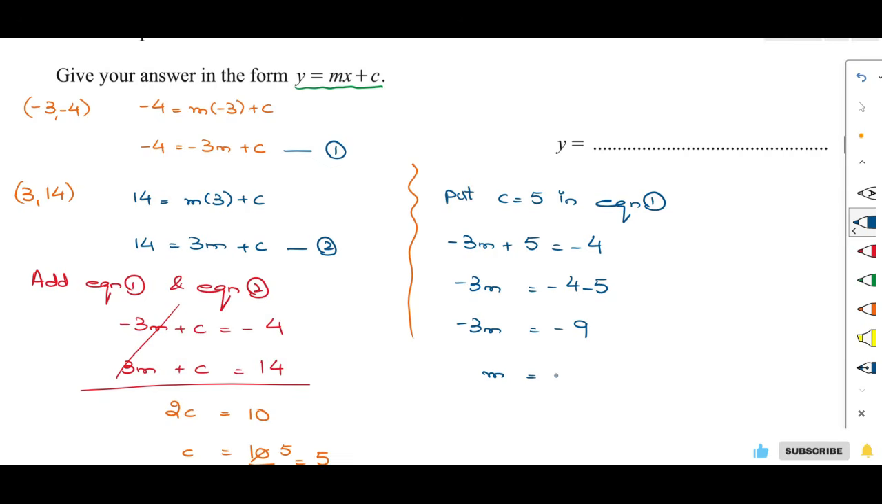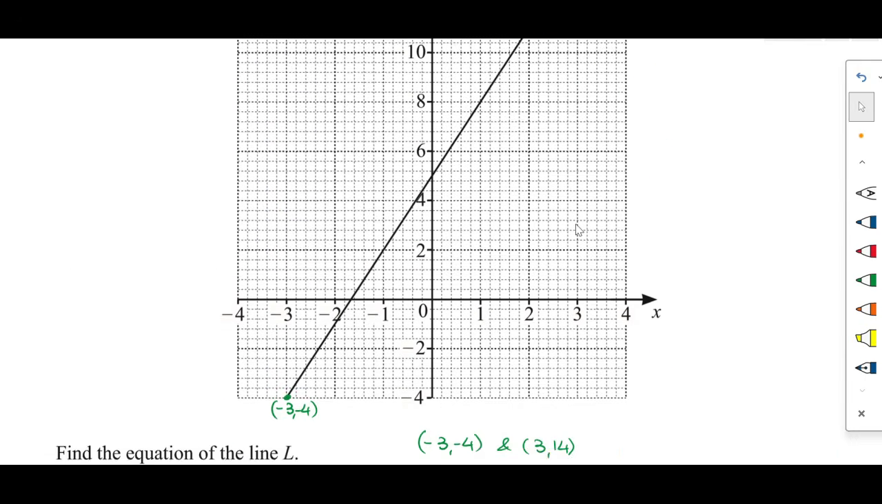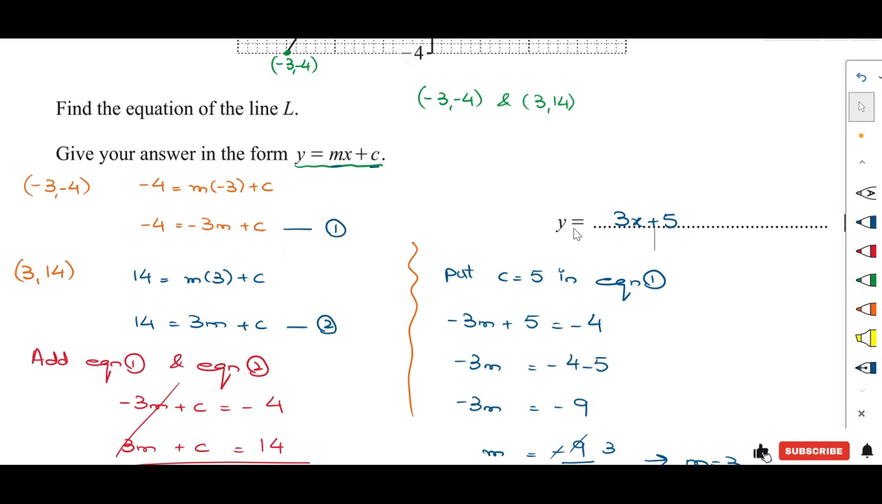So m would be equals to minus 9 divided by minus 3. Minus is cancelled with minus, 3 times 3 is 9. So from here the m is 3. So we got m equals to 3 and the c value is 5. So we have y equals to 3x plus 5. This would be the equation of the line L. So you need to figure out 2 points on the graph and substitute these 2 points one by one into the equation of line, and you will get 2 equations and solve those 2 equations simultaneously.